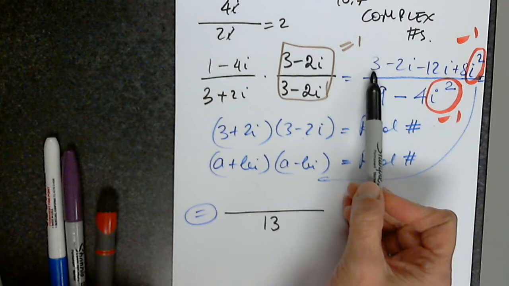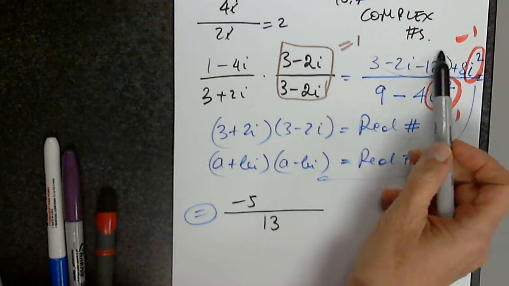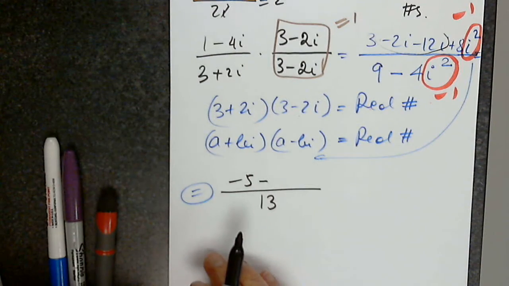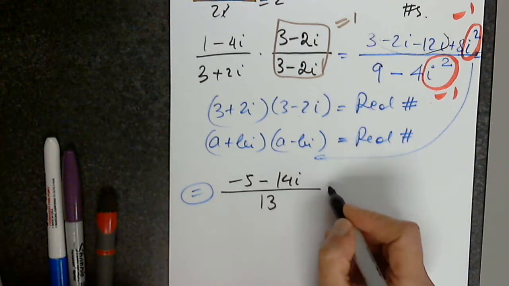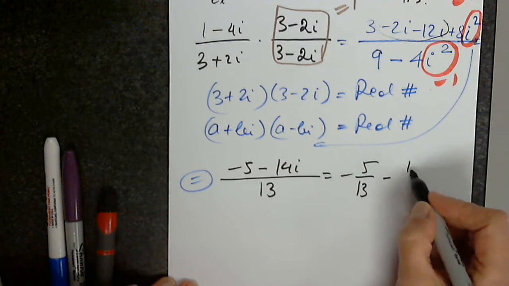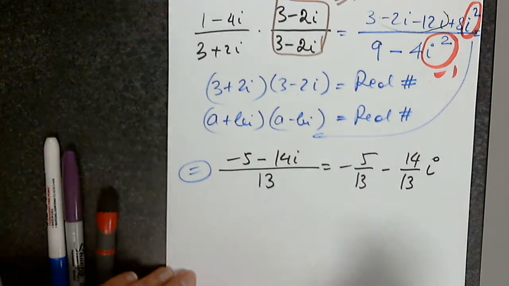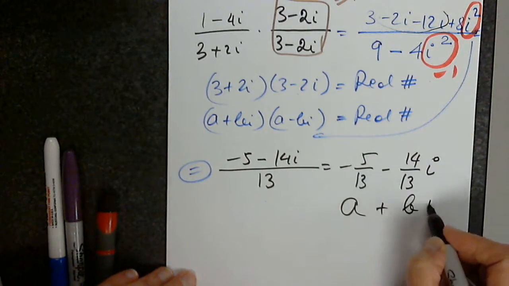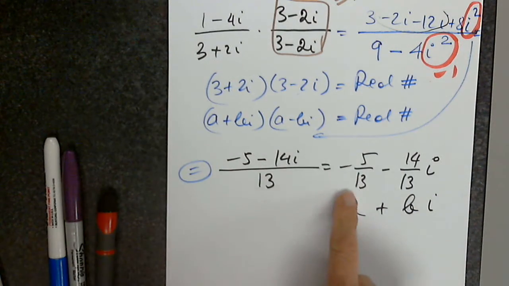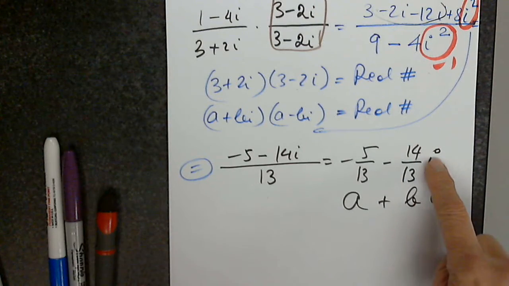Negative 8 plus 3. Perfect. Negative 5, and now I combine these two. What do I get? Now I have to separate it into negative 5 over 13 and negative 14 over 13 times i. In other words, I show a plus bi, where a and b are real numbers. a is this number, and b is negative 14 over 13, and that's i.